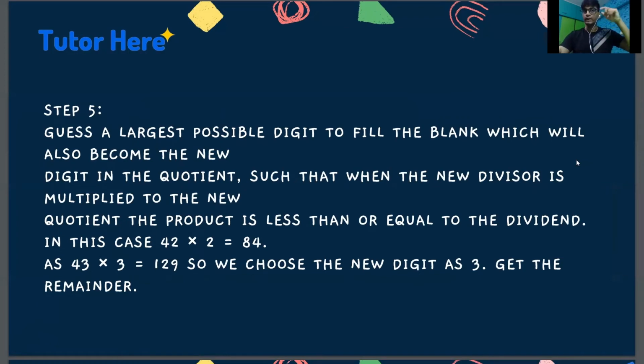Do you get what I did here? I filled the blank with 2 and then multiplied it with 2. Next, I filled the blank with 3 and multiplied it with 3. So we lucked out because 43 into 3 is 129. So we choose the new digit to be 3. But if it would have been more than 129, we would have chosen 42 into 2.